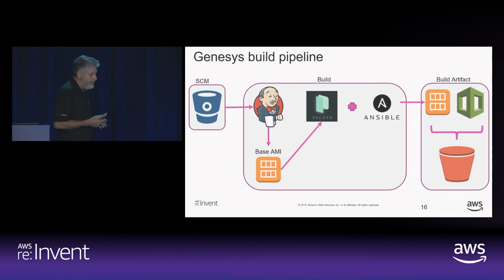This is the basic start of our build pipeline. We're going to build on this slide a little bit, but you go from your repo. You can use any repo you want, really. In our case, we have this base AMI, and we're using Amazon Linux, and we've taken the Amazon Linux. It's got the basic services that we need on it.